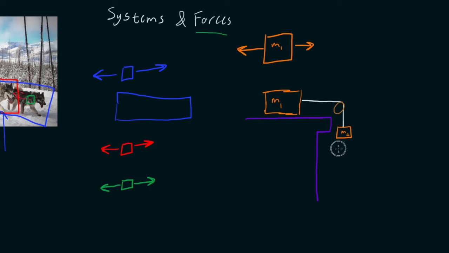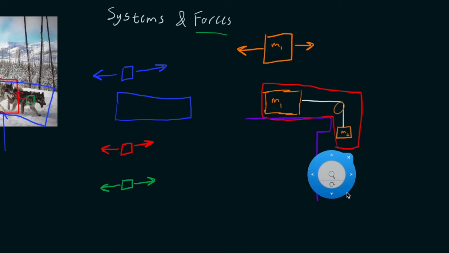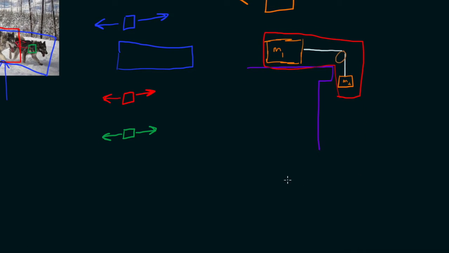So I might want to look at the whole hanging system. I might want to look at both of these together as a system. And if I did that, suddenly I would say mass 1 plus mass 2, and then I would have a force of gravity. It doesn't really matter the direction. I'm just considering the forces. I could say the force of gravity is the thing pulling this, and I could say the force of friction is the thing resisting this. So depending on how I define my system is really going to tell me a lot about the forces involved.